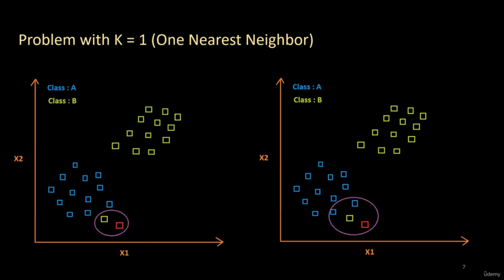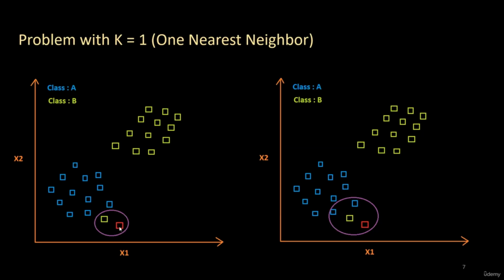Now, what could be the problem when K is equal to 1, or what could be the problem with only one nearest neighbor? Suppose our testing point is here, and in our data set, there is also a misclassification. We can see that this green point is a misclassified point. It belongs to class A according to the classifier. However, its original label is class B. So what happens? If our test point is at this position and we select only one nearest neighbor, in that case, we will not be able to classify it correctly.